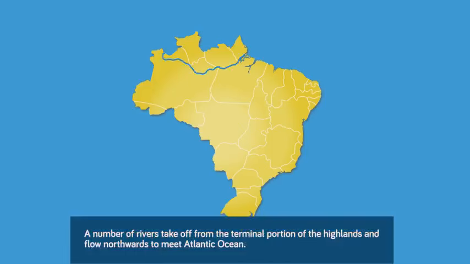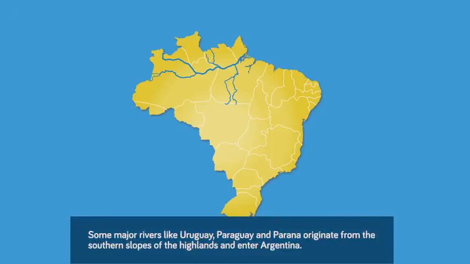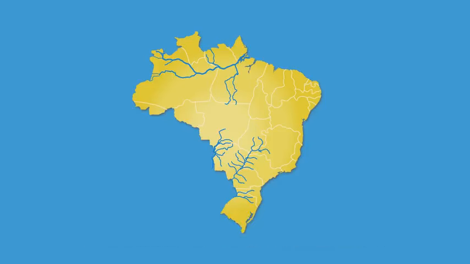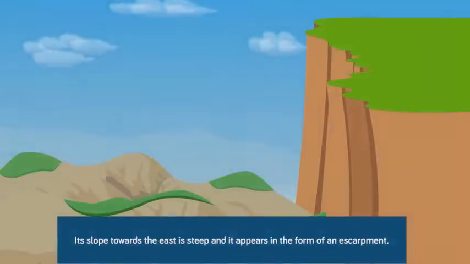A number of rivers take off from the terminal portion of the highlands and flow northwards to meet the Atlantic Ocean. Some major rivers like Uruguay, Paraguay and Parana originate from the southern slopes of the highlands and enter Argentina. Its slope towards the east is steep and it appears in the form of an escarpment.